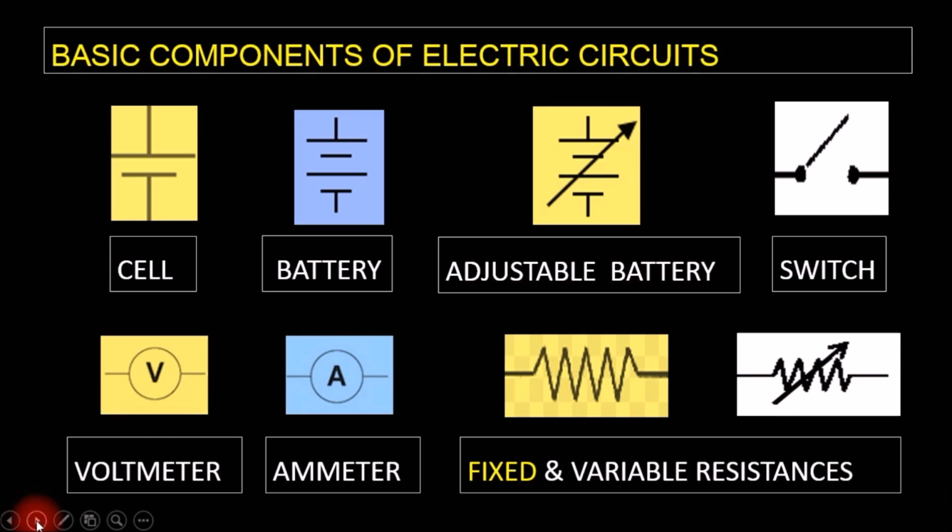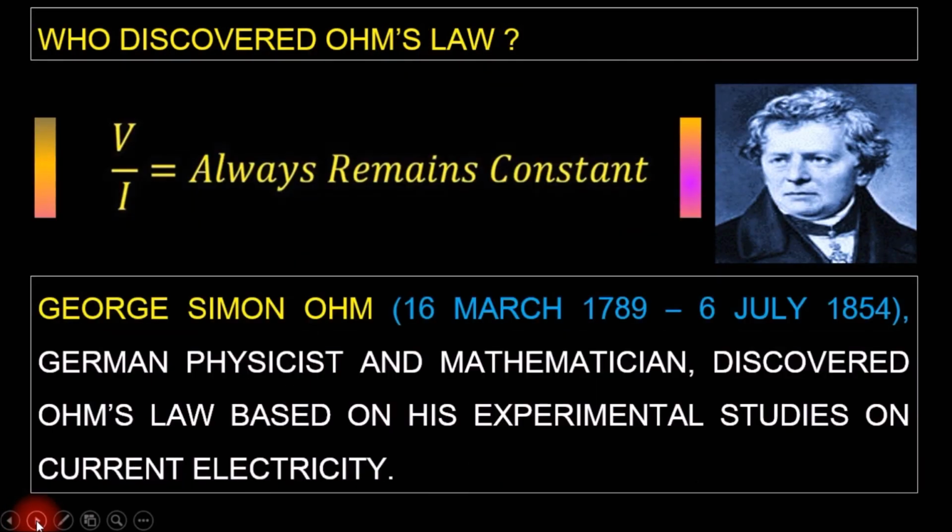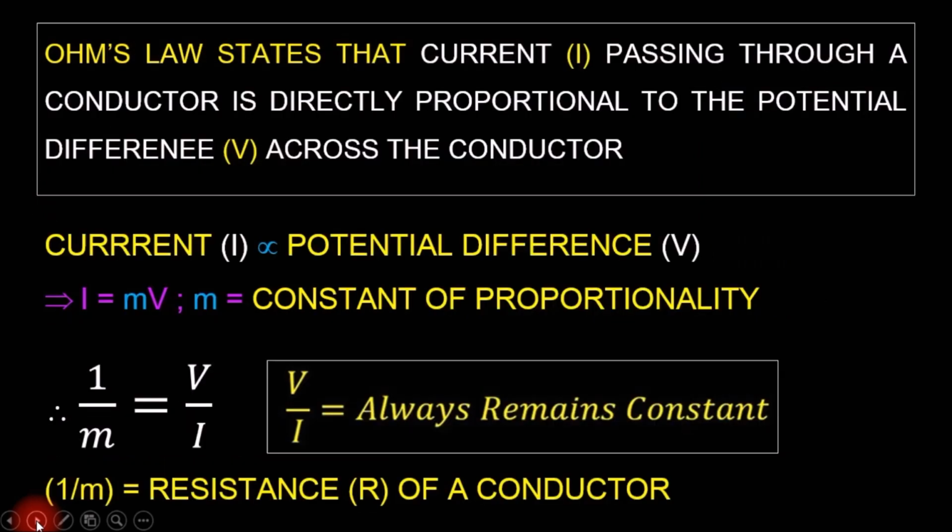Now let's go to Ohm's law. Who discovered Ohm's law? Georg Simon Ohm, German physicist and mathematician, discovered Ohm's law based on his experimental studies on current electricity. Ohm's law states that current passing through a conductor is directly proportional to the potential difference across the conductor. Current is directly proportional to the potential difference, and if M is the constant of proportionality, we can write I equal to M multiplied by V.